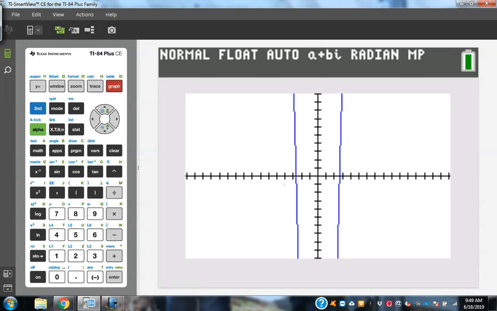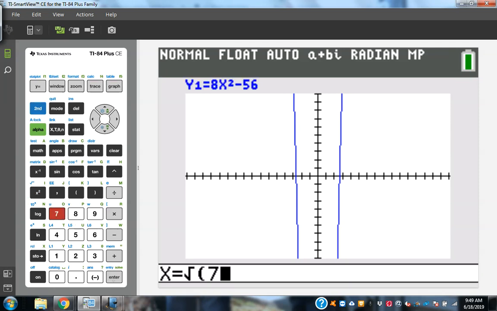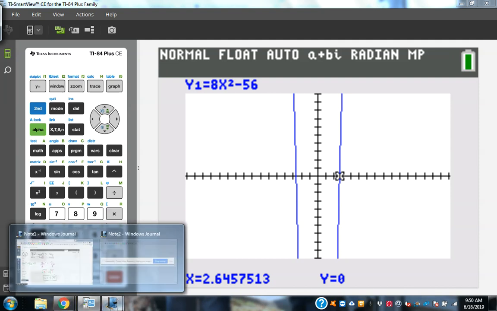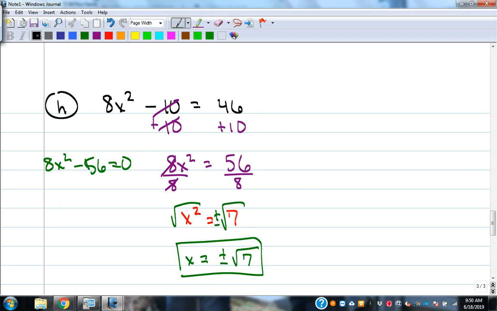8x squared minus 56 graph. And we see it crossing the x-axis. If I hit trace, square root of 7, I bet I got the right place. And I know the other one's the same thing. Not very likely that you'll get one of them on the square root problems and not get the other one right too. Okay, so you can check one of those and be plenty. All right, let's do another one here.